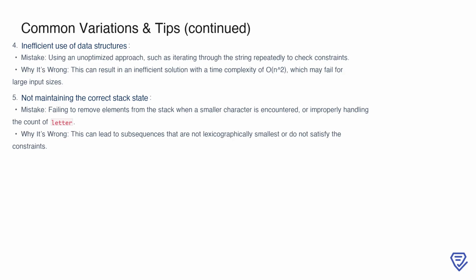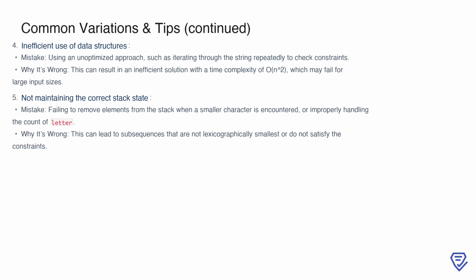Another common pitfall is using inefficient data structures or approaches. For example, repeatedly iterating through the string to check constraints can lead to a time complexity of n squared, which is impractical for larger inputs and may cause the solution to time out. Instead, you should strive for an optimized approach.